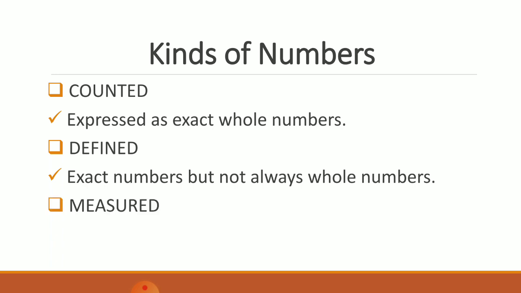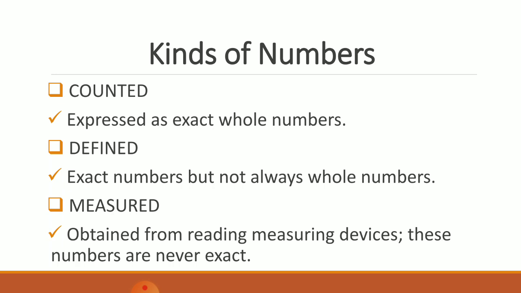And lastly, we have the measured numbers. So these are obtained from reading measuring devices. So these numbers are never exact. So those are the three kinds of numbers.